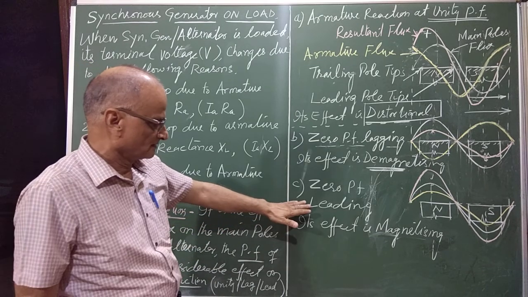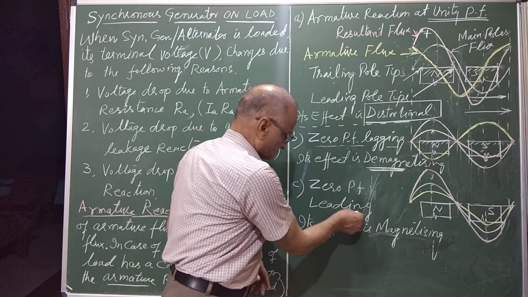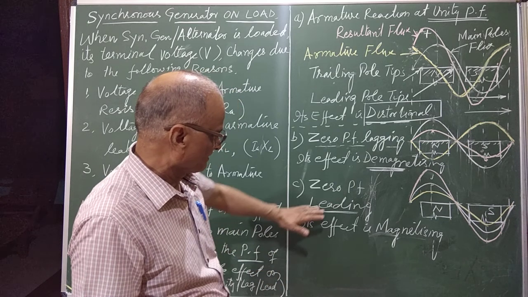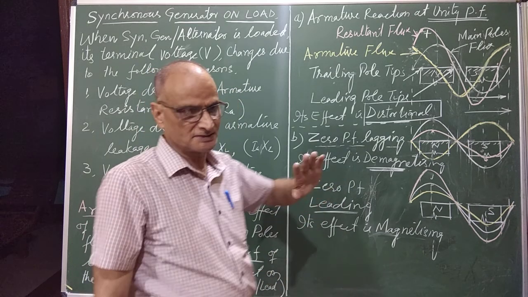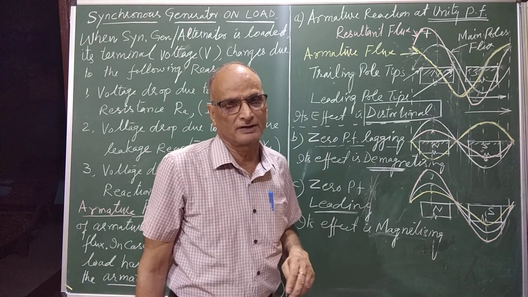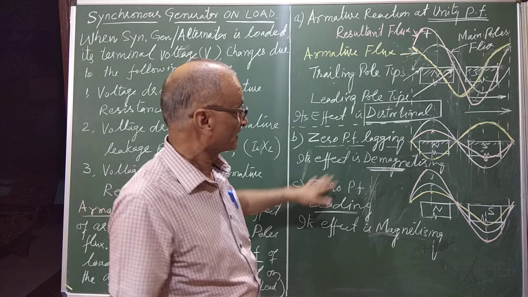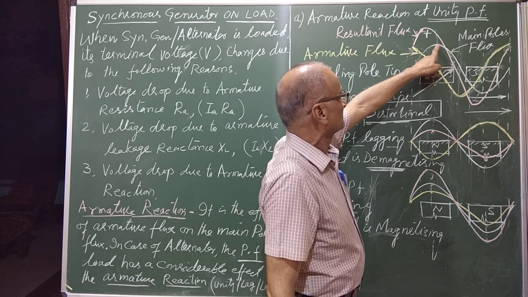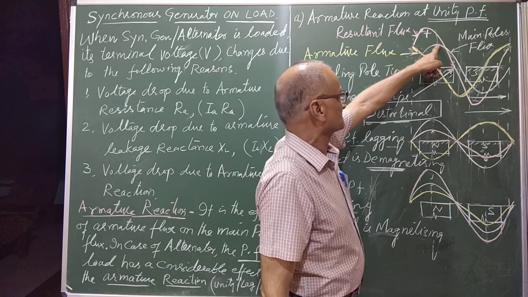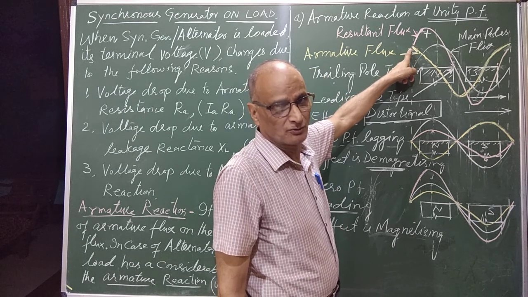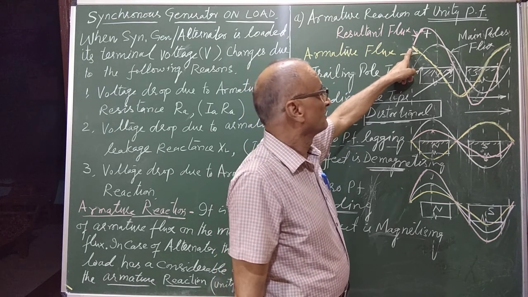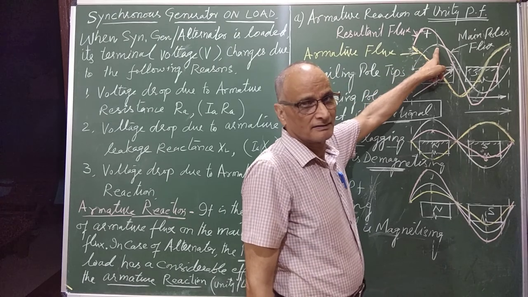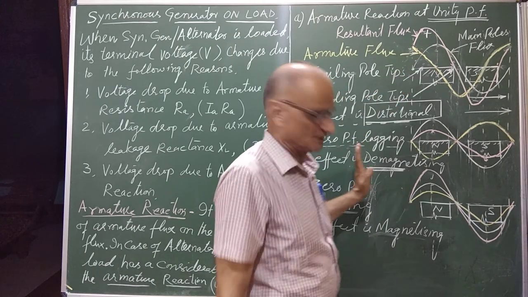Next is zero power factor leading. This is a very interesting phenomenon. Leading means current is leading the voltage by 90 degree. First case, the armature flux was 90 degree behind the main pole flux, and in this case it is further 90 degree leading the voltage.